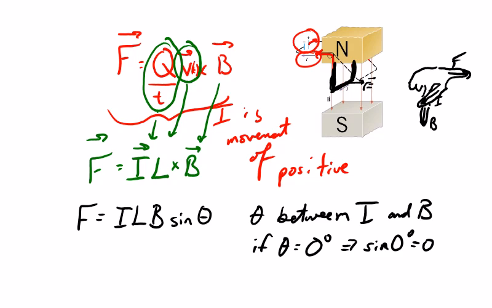And this is going to give us a new way of looking at the magnetic force, but now we're looking at a current flowing through a wire, since basically a current flowing through a wire is moving charges.